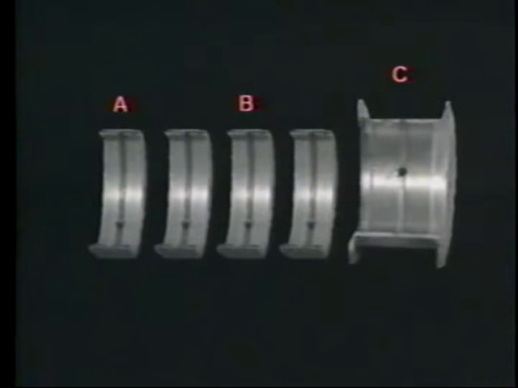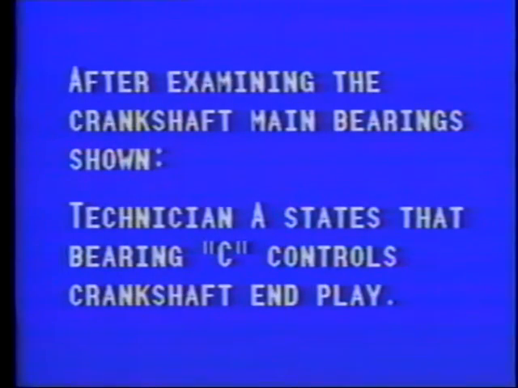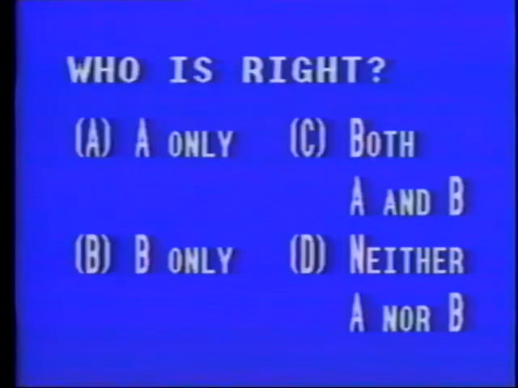For this question, refer to the corresponding graphic on your mini-test. After examining the crankshaft main bearing shown, Technician A states that bearing C controls crankshaft end play. Technician B states that only the lower bearings are shown. Who's right? A, A only. B, B only. C, both A and B. D, neither A nor B.